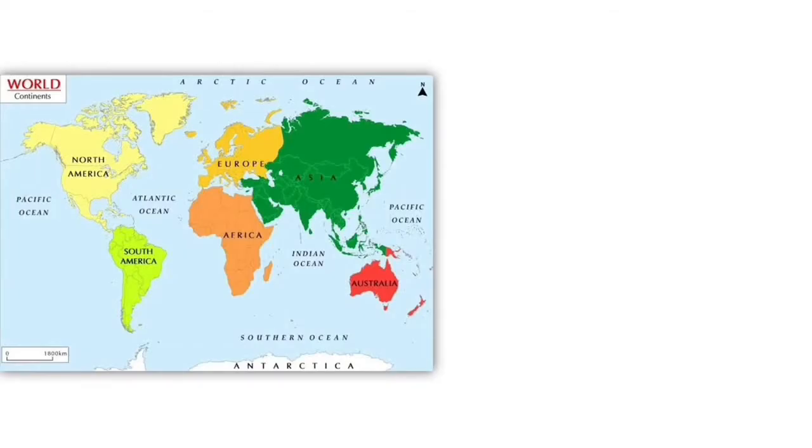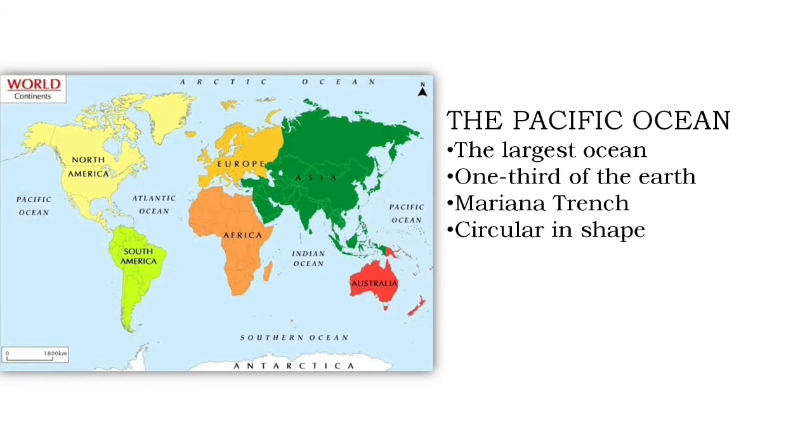The 5 major oceans are: number 1, Pacific Ocean. The Pacific Ocean is the largest ocean and it is spread over 1/3 of the Earth. Mariana Trench, the deepest part of the Earth, lies in the Pacific Ocean. It is almost circular in shape.